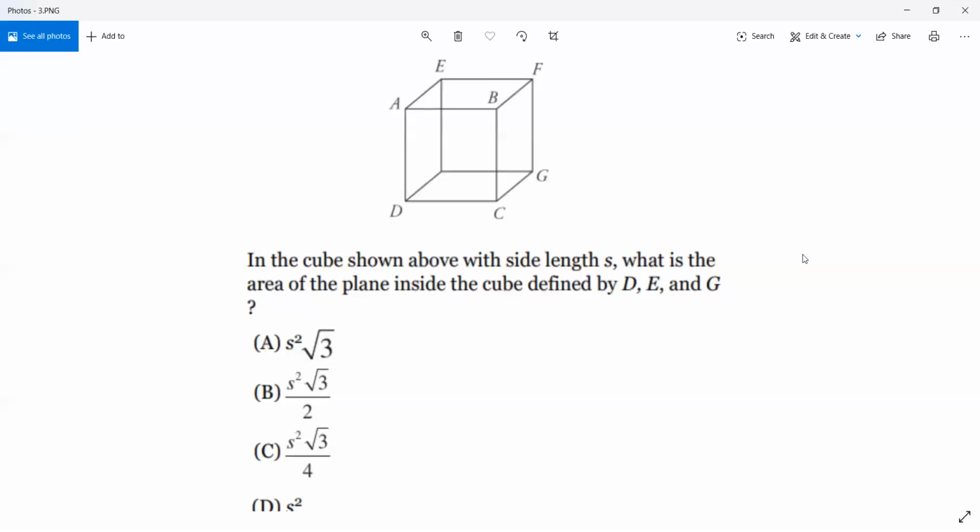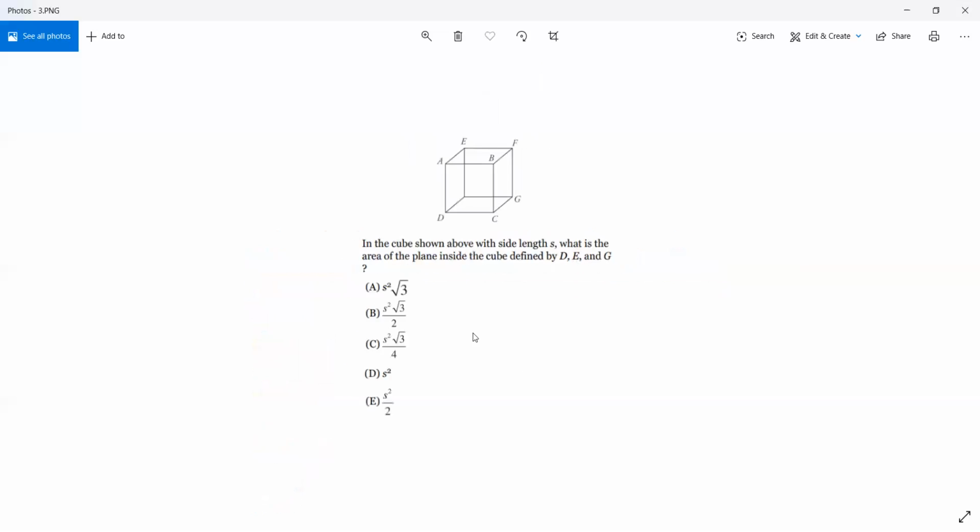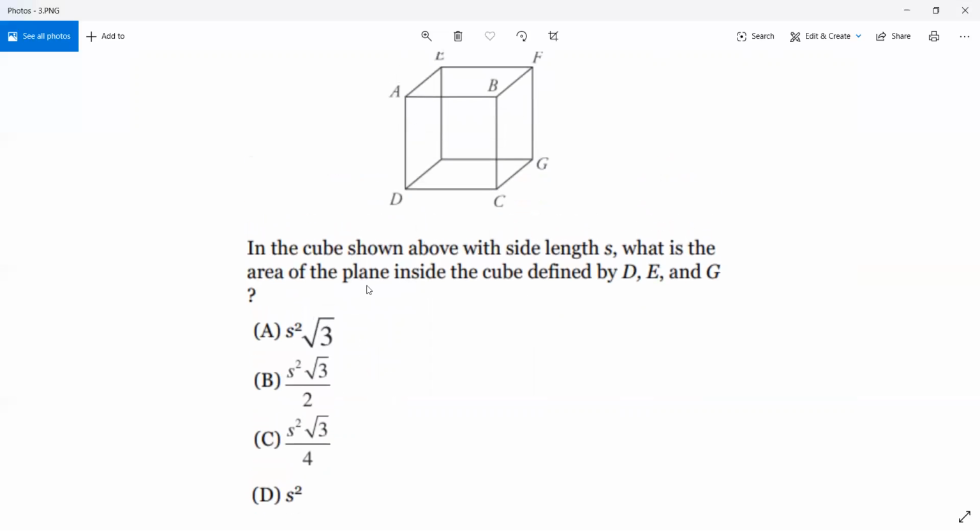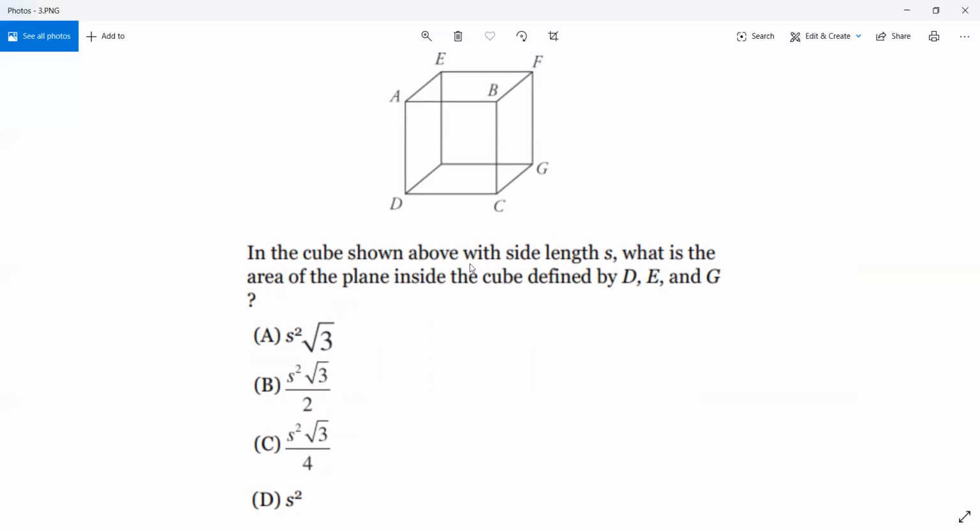In the cube shown above with the side S, what is the area of the plane inside the cube defined by D, E, and G? Right? So in the cube shown above with the side S, what is the area of the plane inside a cube defined by D, E, and G?